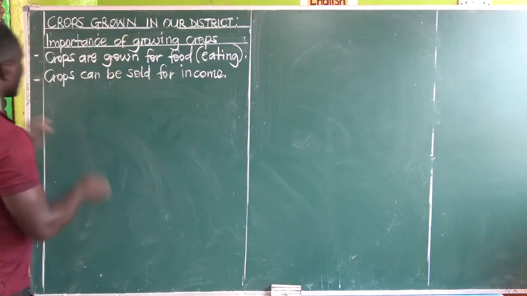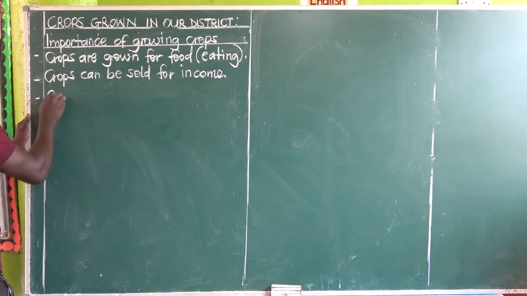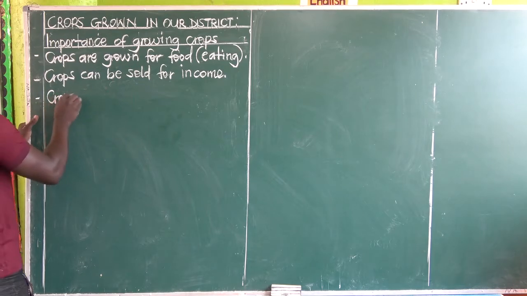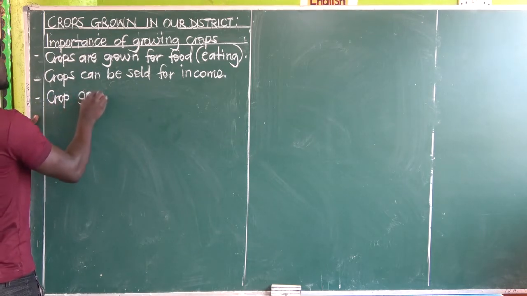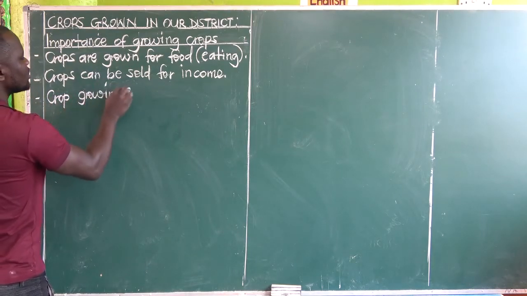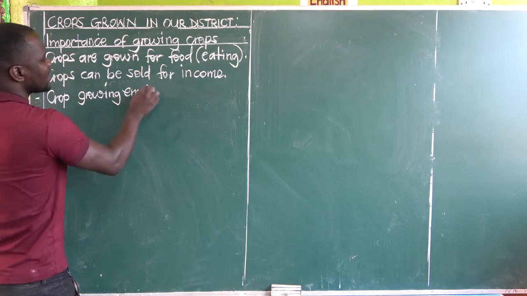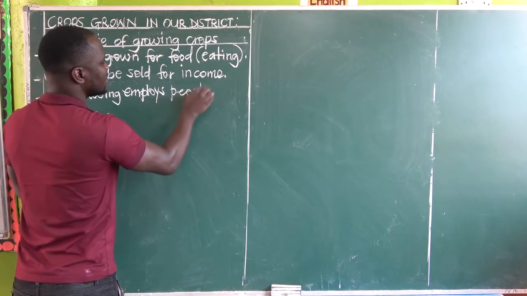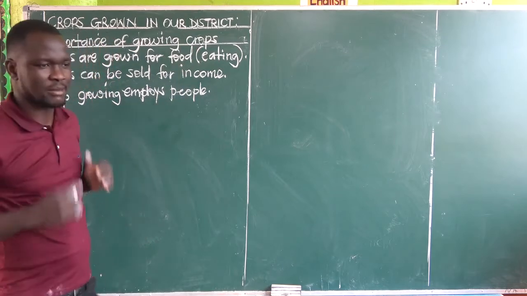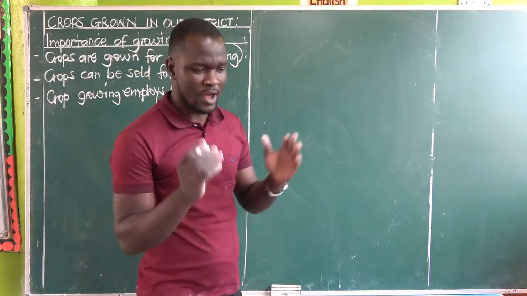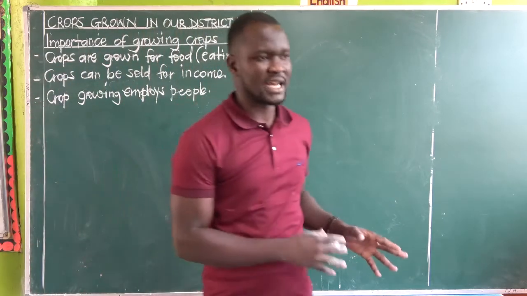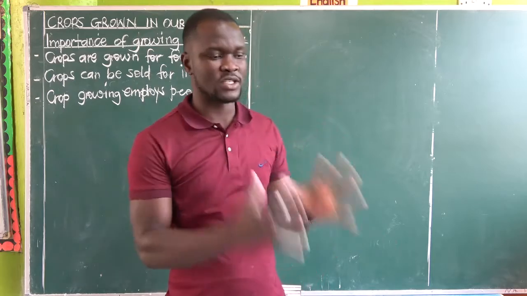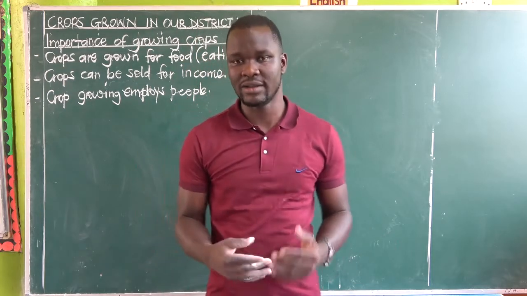And then crop growing provides people with jobs. Crop growing employs people. In other words, one gets a job. It's like someone gets employed there. He has his garden, someone takes care of his garden, weeding his crops, monitoring everything. That is like someone's job now. Of course, we are looking at now the farmers.